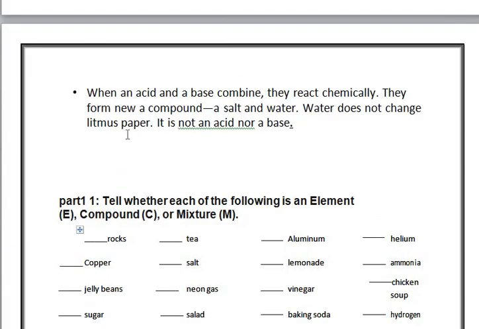Okay. And also you have to know that the acid and base will combine and a chemical reaction will happen between them to form a new compound.